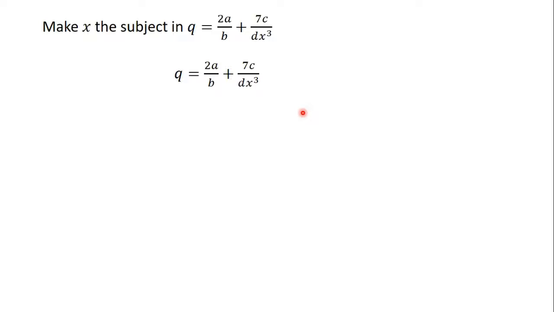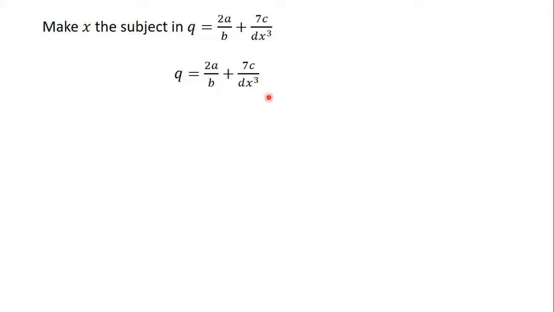This equation does not involve roots, so there is no way we are going to take square root or cube root or any of those things. Here we have x exponent 3 attached to d and we are supposed to make x the subject. So we go ahead and we simplify as we've been doing all along. This equation involves a fraction. The fractions are 2a over b plus 7c divided by dx exponent 3.